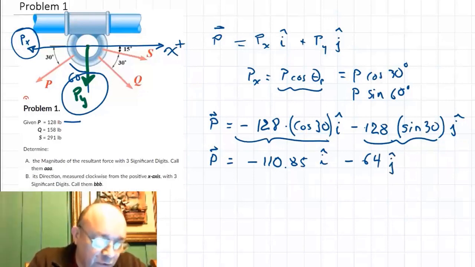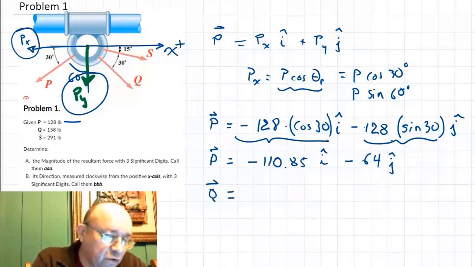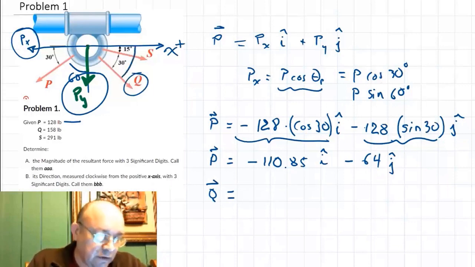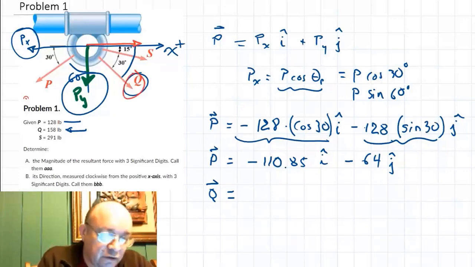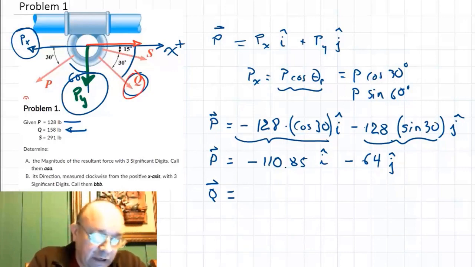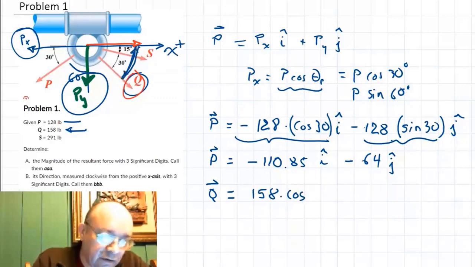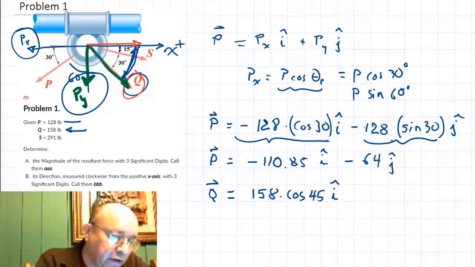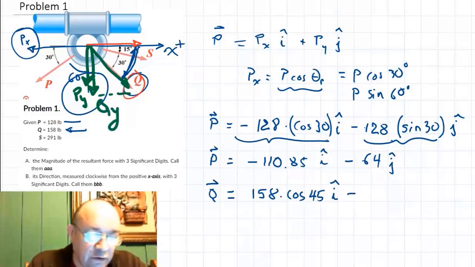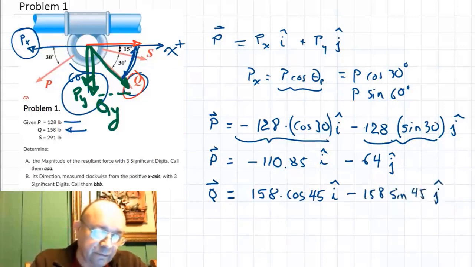Okay, that's P. Now let's go for Q. Q will be equal to 158 times the cosine of this angle. This one is positive because the component of the force Q in the x direction is going positive. So we have plus 158 cosine of the total angle here, which is 30 plus 15, so this angle is 45, i. And then the component in the y direction will be this component here, Qy. That will be minus, because it's going down, 158 sine of 45 j.